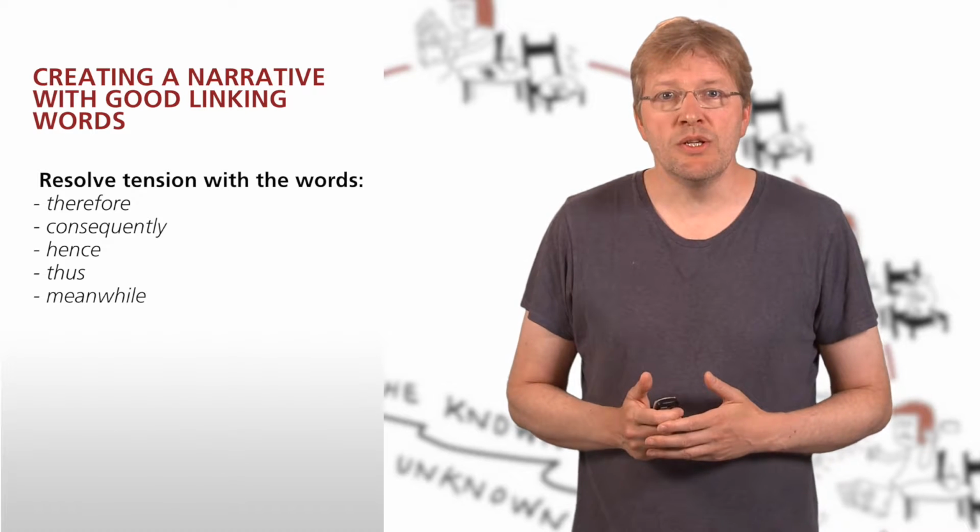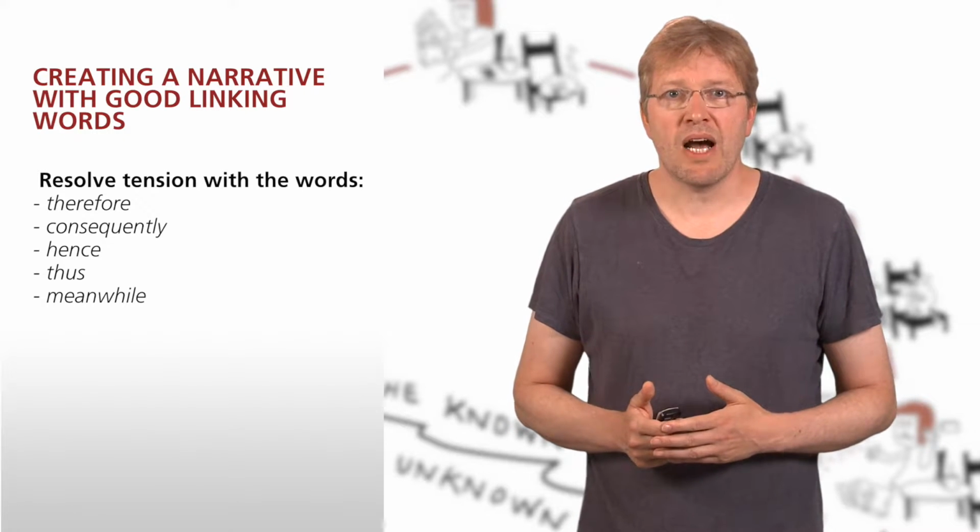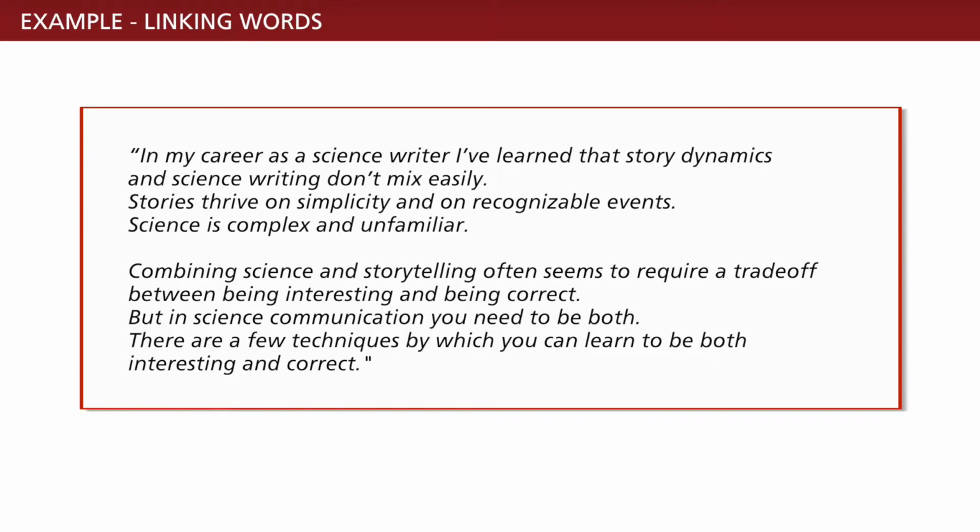As an example, we can look at the first sentence of the lecture. I said the following. In my career as a science writer, I've learned that story dynamics and science writing don't mix easily. Stories thrive on simplicity and on recognizable events. Science is complex and unfamiliar. Combining science and storytelling often seems to require a trade-off between being interesting and being correct. But in science communication, you need to be both. There are a few techniques by which you can learn to be both interesting and correct.